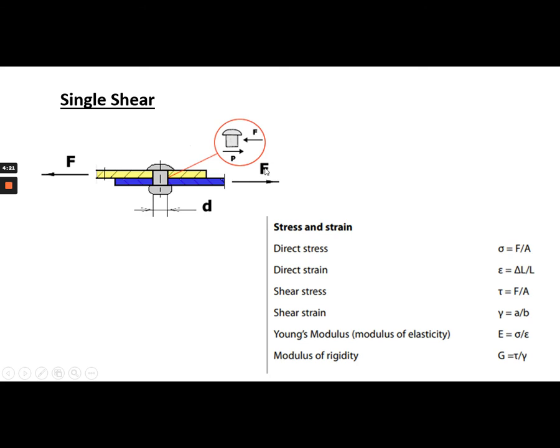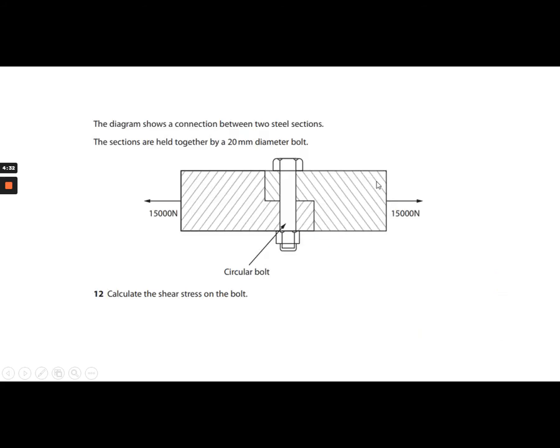But here you've got a single shear. It's an example of single shear. So whatever F was there and there, that's the force you would use. Here is another example of single shear. So the force you would use is 15,000 newtons.